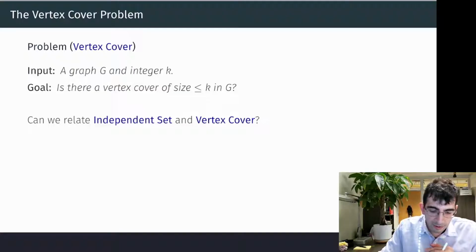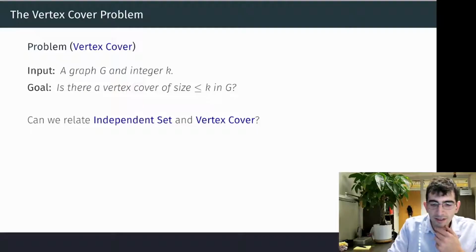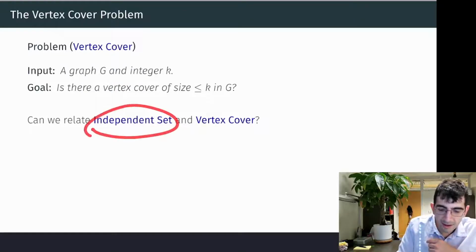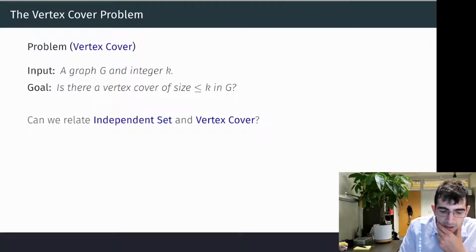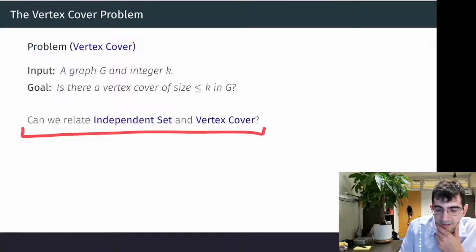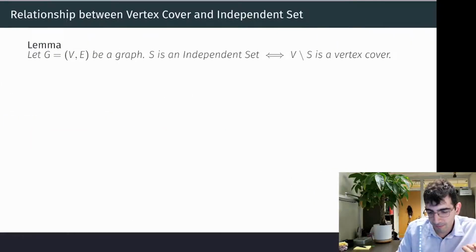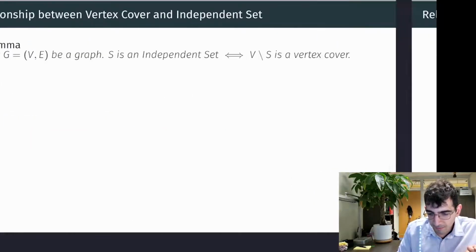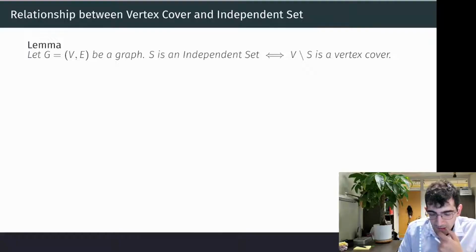The question is, can we relate the independent set problem? So we get a sneaking suspicion that vertex cover is hard, and we want to prove that it's hard. In order to prove that it's hard, we need to take another known hard problem and relate it to that. We know independent set is hard. So the question becomes, can we relate independent set to the vertex cover problem? Okay. So here's the issue.